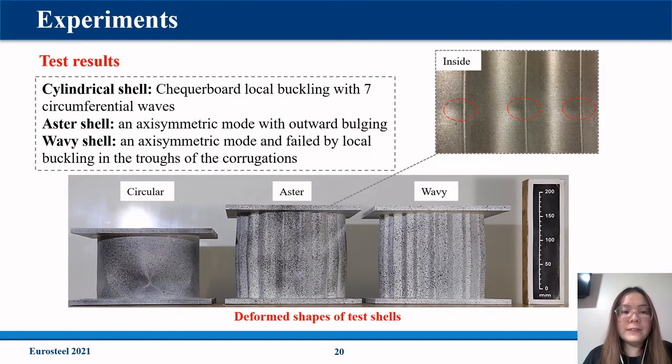After the test, we got the deformed shapes of these test shell specimens. We can see that the circular cylindrical shell failed by checkerboard local buckling with 7 circumferential waves. The other shell deformed in an asymmetric mode with outward bulging. There were no visible local buckles observed near the peak load. But after testing, localized buckles were seen in the troughs of the corrugations. The free-form wavy shell also showed an asymmetric deformation mode and failed by local buckling in the troughs of the corrugation.